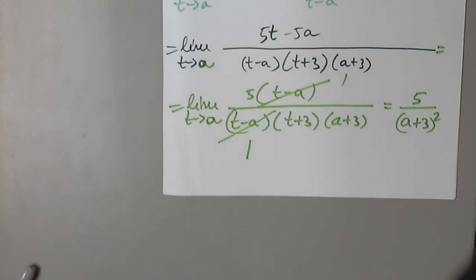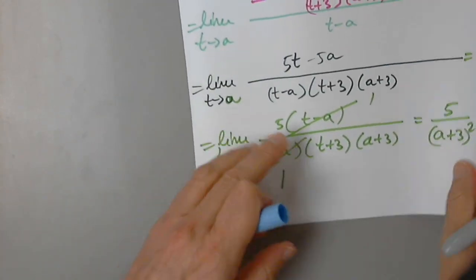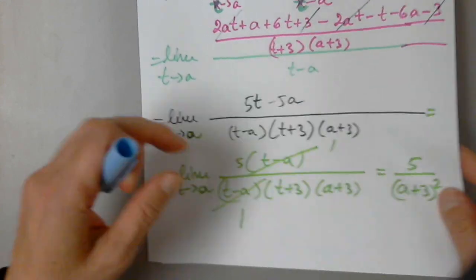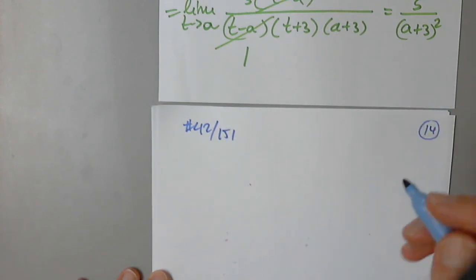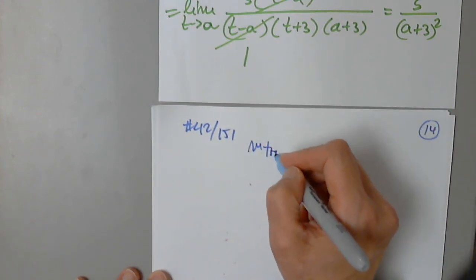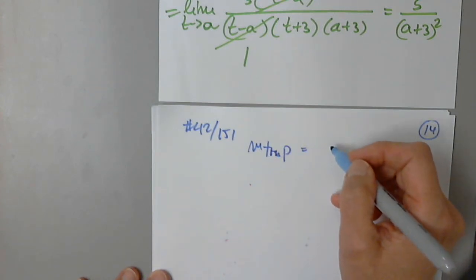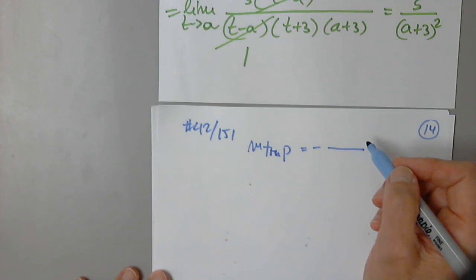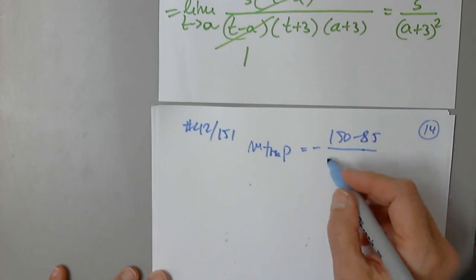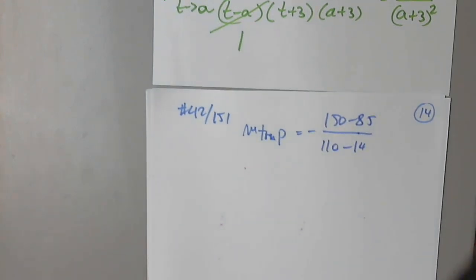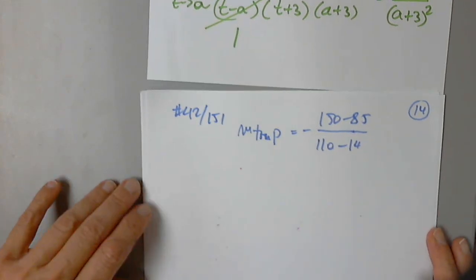So the rate of change of temperature with respect to time. That was problem 42 on page 151. So the slope of the tangent line at P appears to be negative, of course. 150 minus 85 over 110 minus 14. Is this accurate? Of course not. I had to estimate. I couldn't determine it. The graph wouldn't permit.